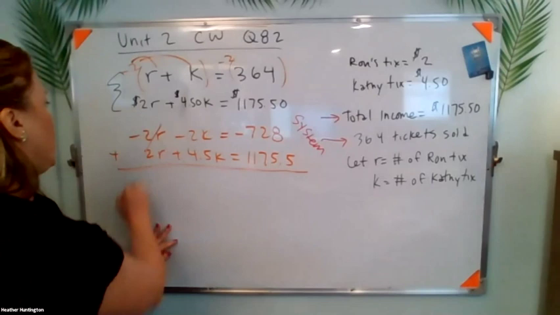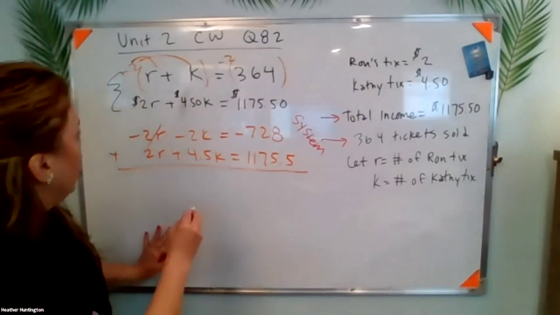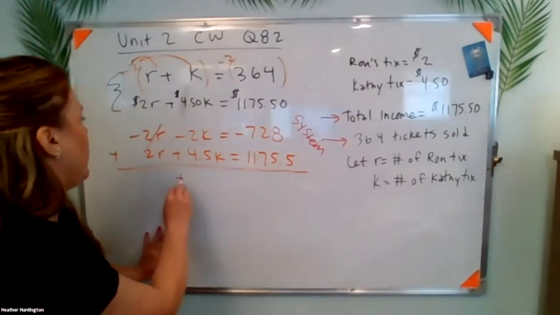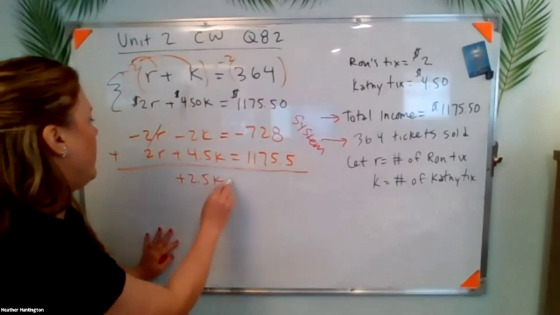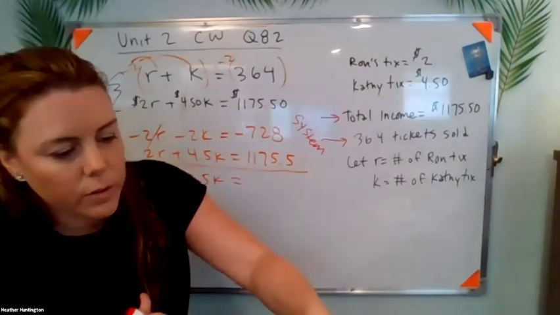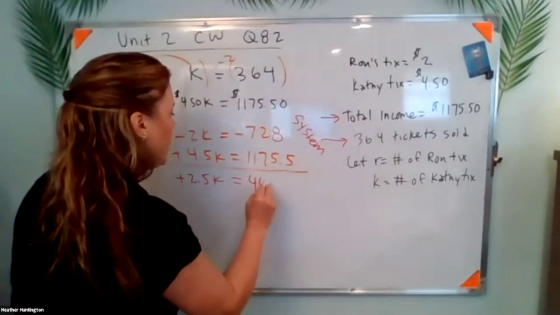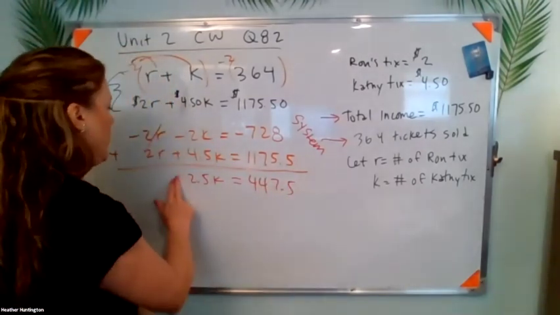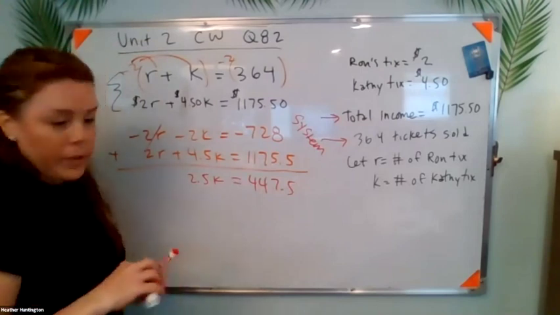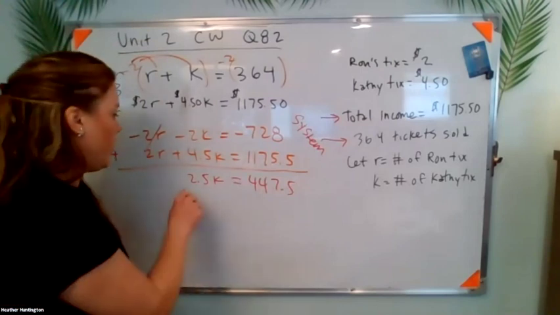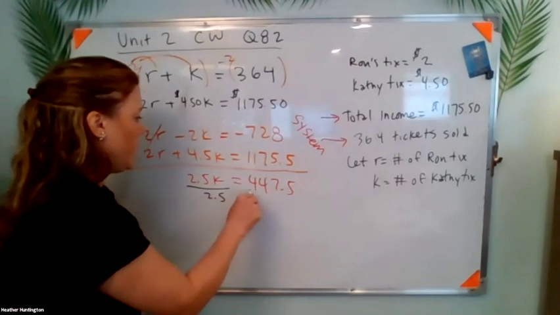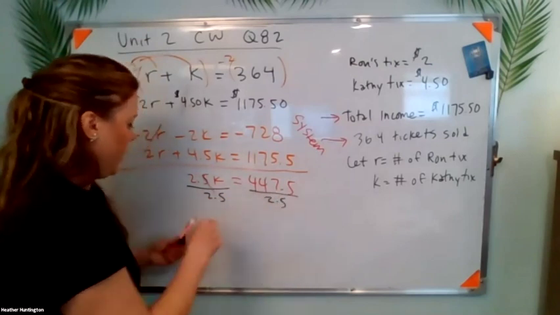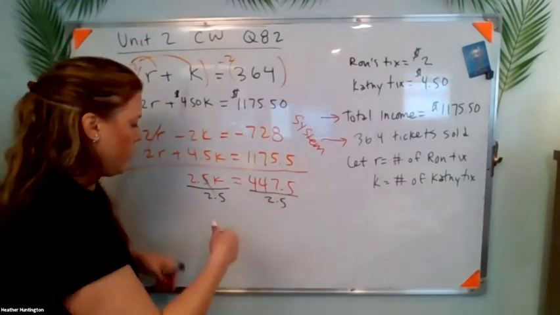When I add these, I do eliminate those. And so we have plus 2.5k equals 447.5. Okay, I'll take that away. Now the next step is to divide by 2.5. So we've got k equals.